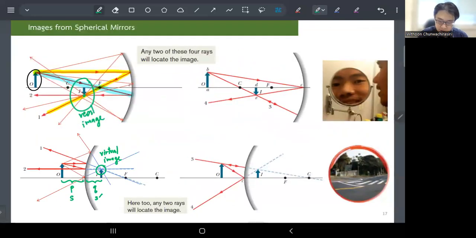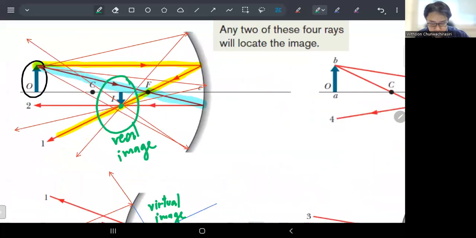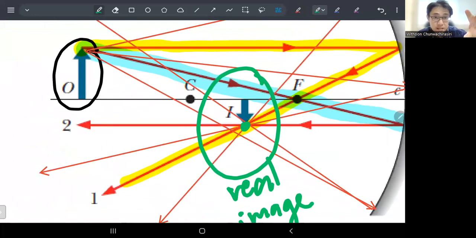All right, and the figure on the right just showcases that you can pick any two rays to determine the location of the image. Now, what else can you say about the image? In the upper case, you see it's a real image and all this stuff. However, look at the size. Whoa, the object is tall. The image is not that tall. So you have a reduction in size. That means the image that you see is going to be reduced in size.